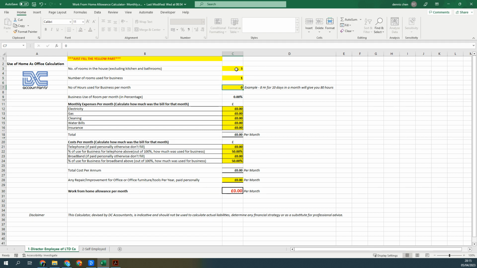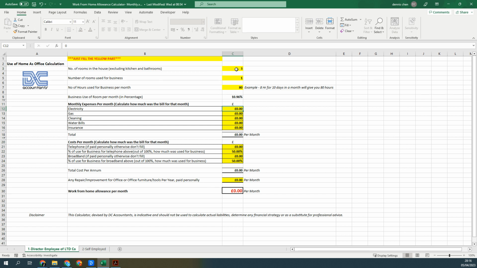And the number of hours used for the business over here, I've put an example here. So in a month, if you work 10 days and you worked for 8 hours, you're going to put 80 hours for that particular month. With the monthly expenses, you can actually go through your bills and put those monthly bill amounts over here.